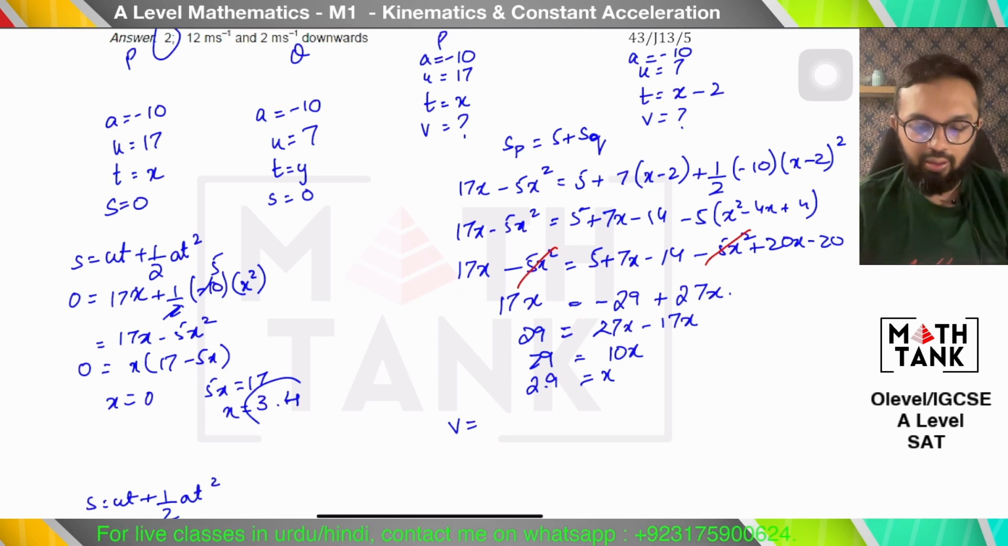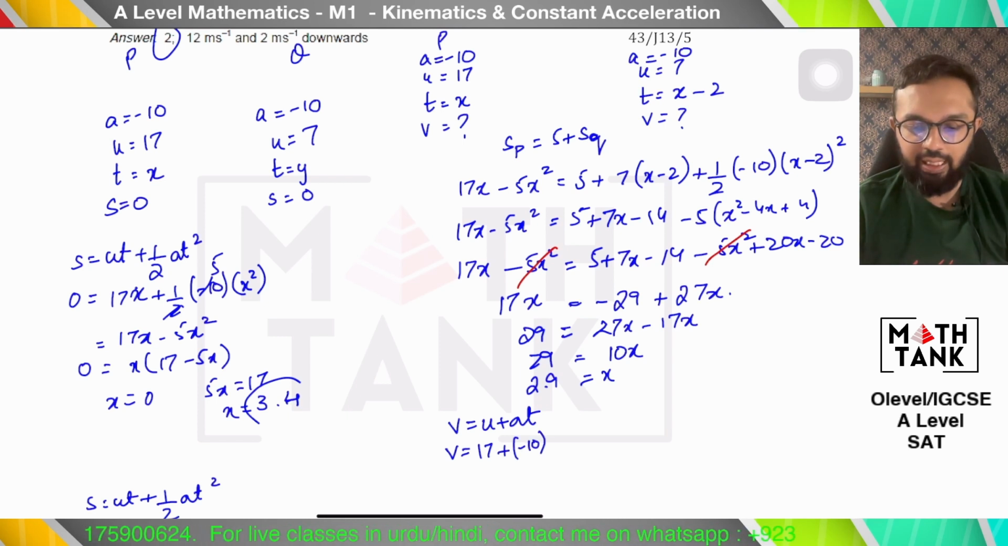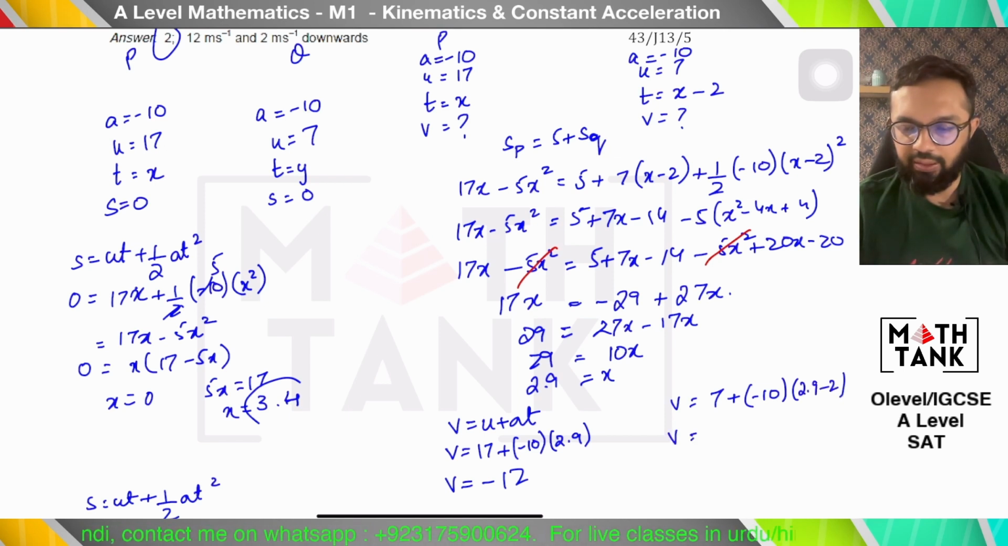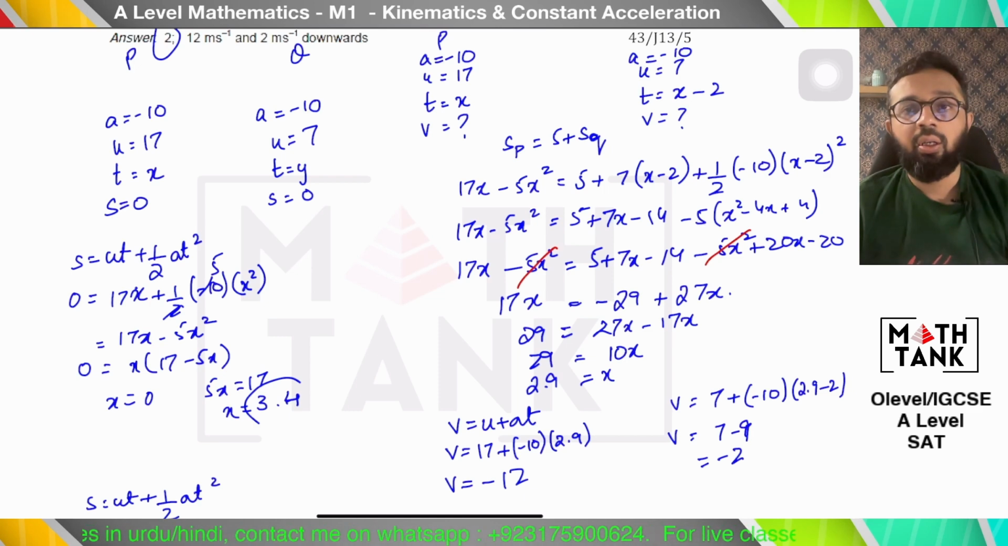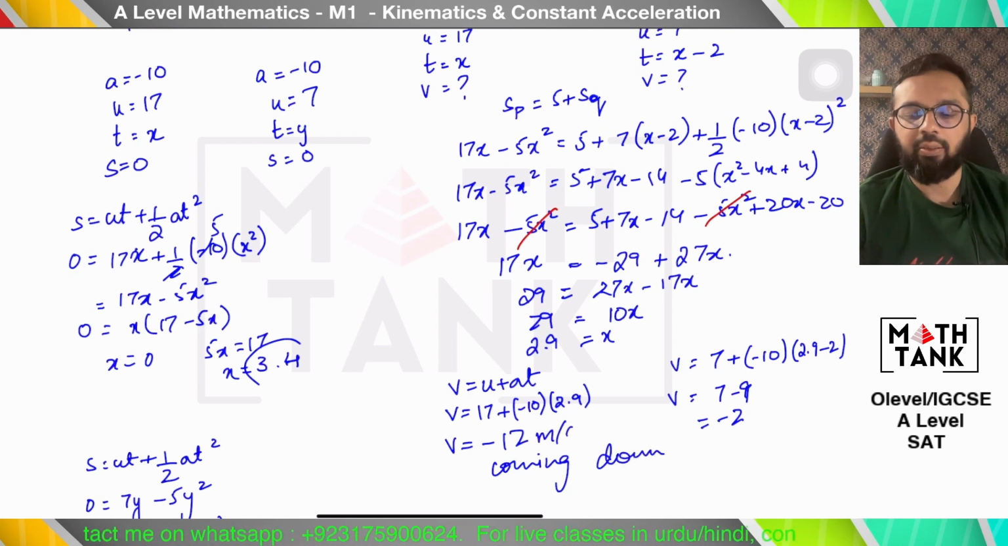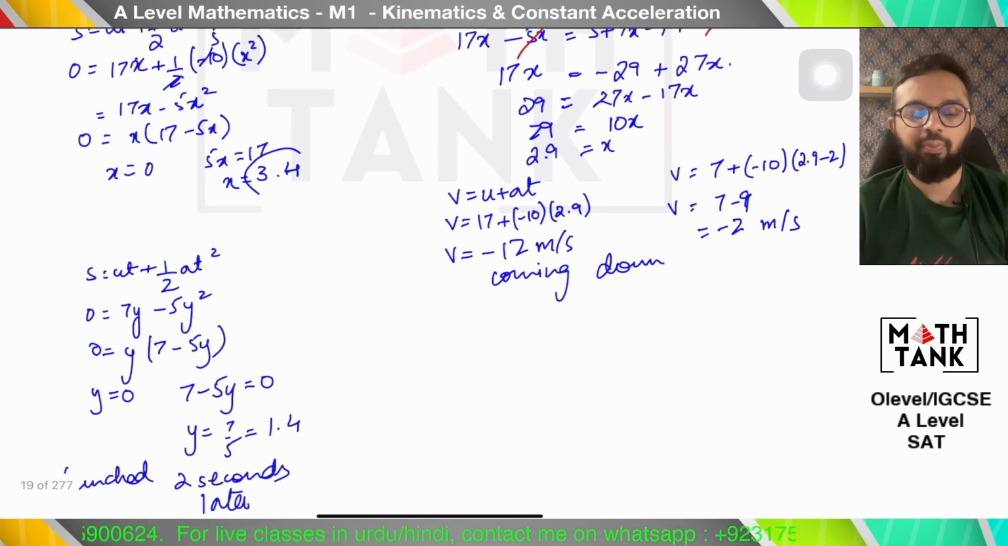I'm going to find v equals u plus at. u is 17, a is minus 10, t is 2.9. So that gives me v equals minus 12. And for Q, v equals u plus at, and t is 2.9 minus 2, so v equals 7 minus 9, which is minus 2. So they're both traveling in the opposite direction that they were initially, which means that if they were initially going up, now they are coming down. And those are the velocities that you have. So slightly tough question. Let's move on to the next one.